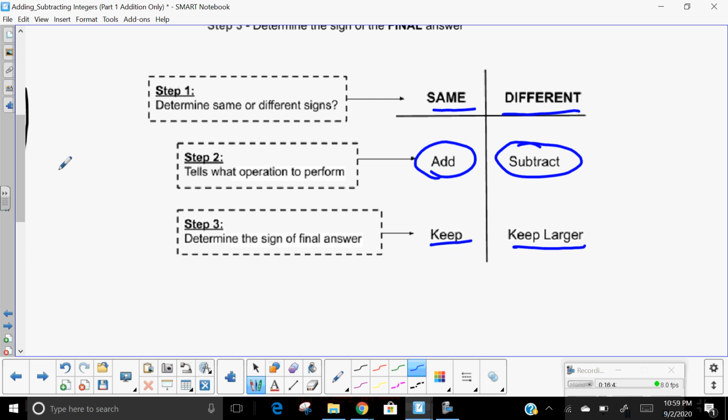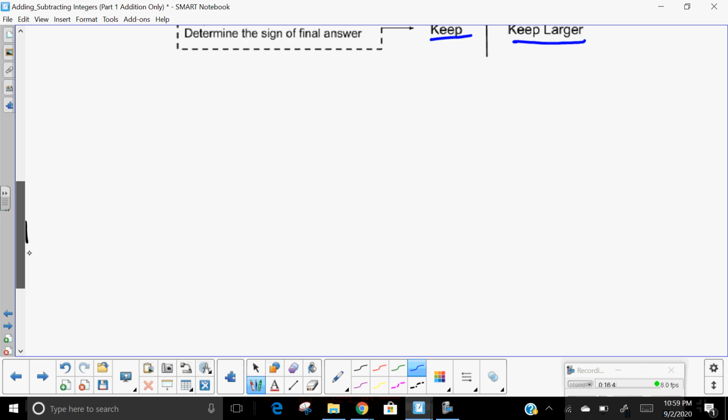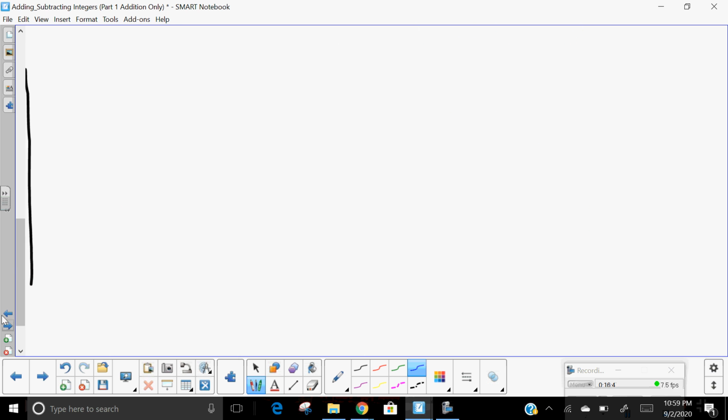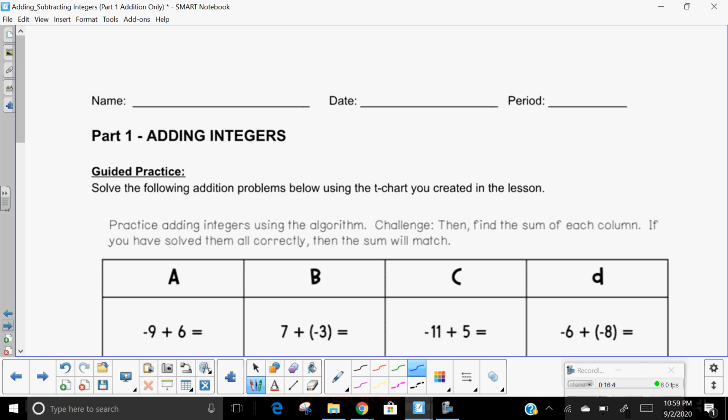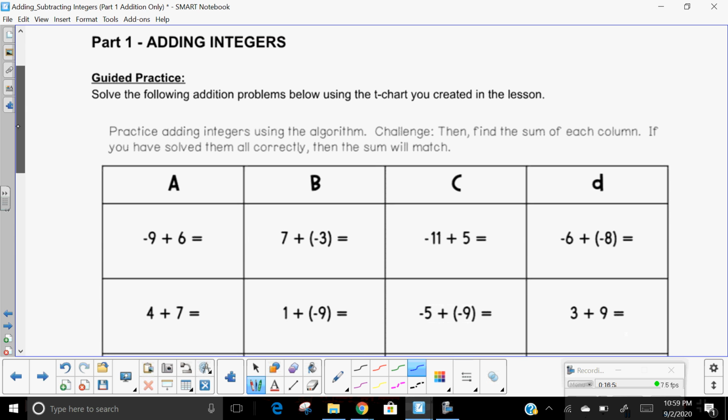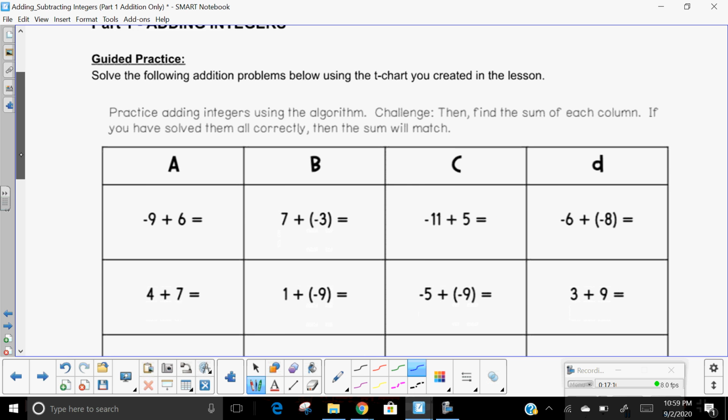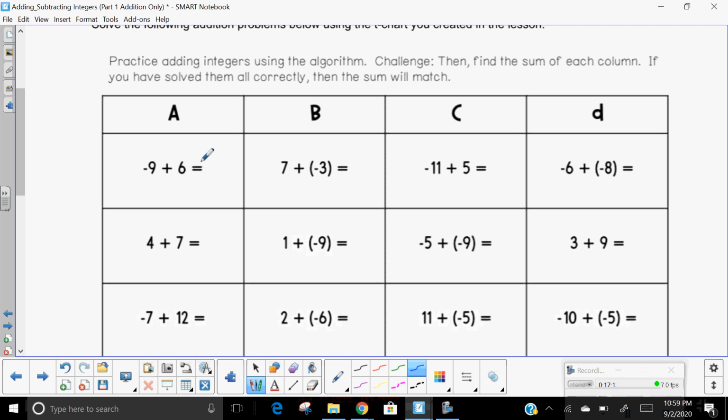So let's go through a couple of examples. We're going to go to our guided practice page in our notes. And we're going to get some practice solving addition. Now remember, we're just talking about addition. We'll learn subtraction tomorrow. We're going to do adding integers. And we're going to look at these numbers down here in these tables. Now I'm not going to do all of them. I'll do several of them. So let's look at the first one.